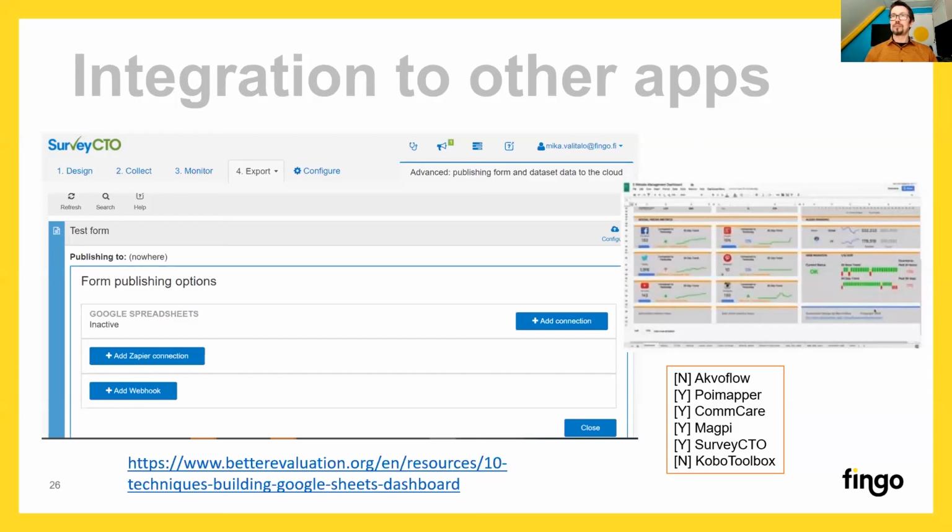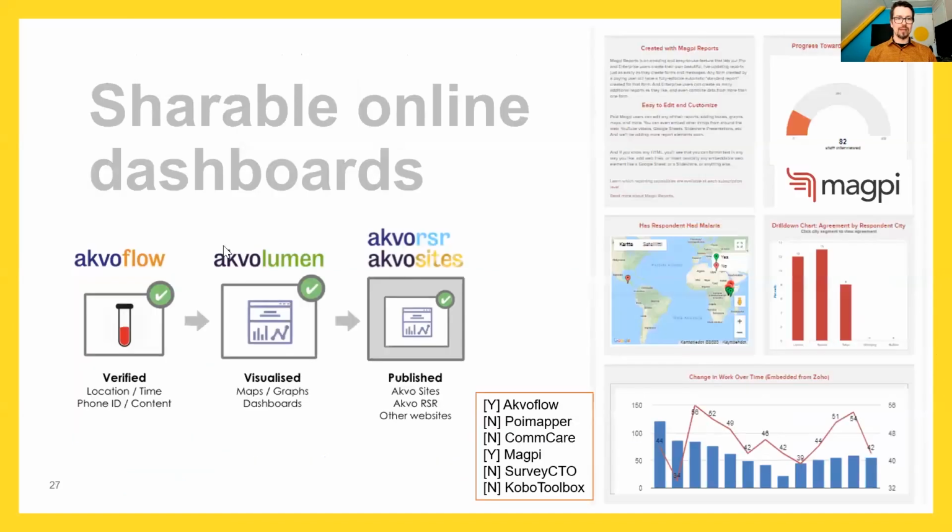So let's then continue. The next one is shareable online dashboards. And these are available in Aquaflow and Magpie at least. They have these tools, they have integrated a kind of dashboard that you can utilize already in the same platform. So instead of taking the data out somewhere else, you can already do some dashboards. And here you can see the screenshot of a website which Magpie creates.